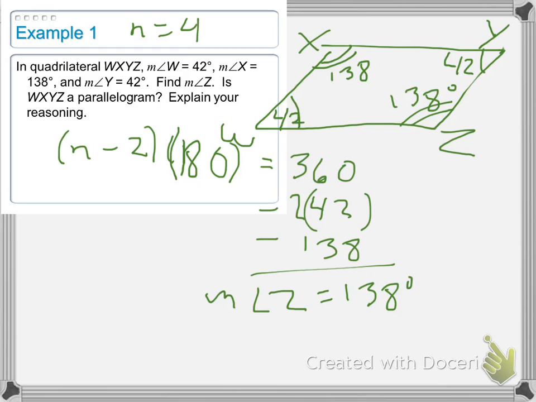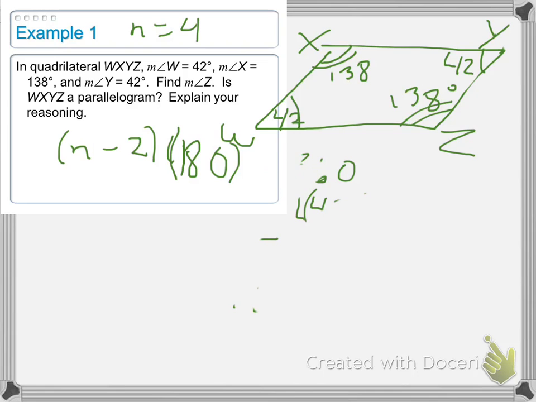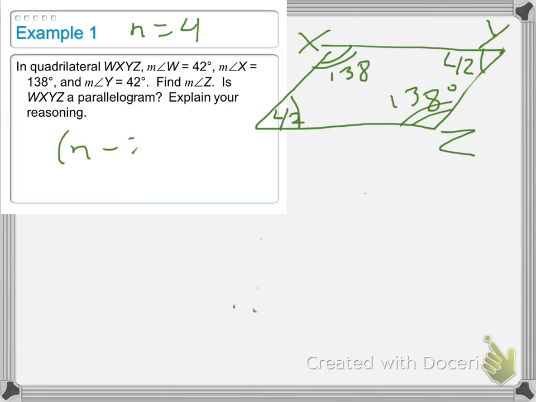Okay, so I'm going to erase some stuff here. So you got that work there. I'm going to erase it so I have the space here. So we know all the angles. That should help us here. I erased the W.